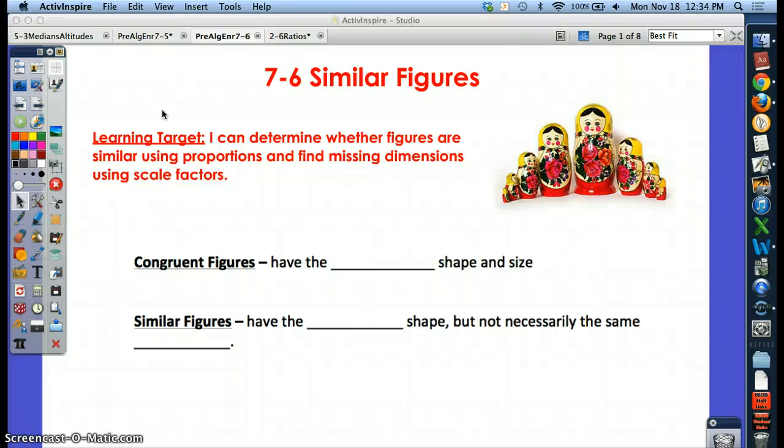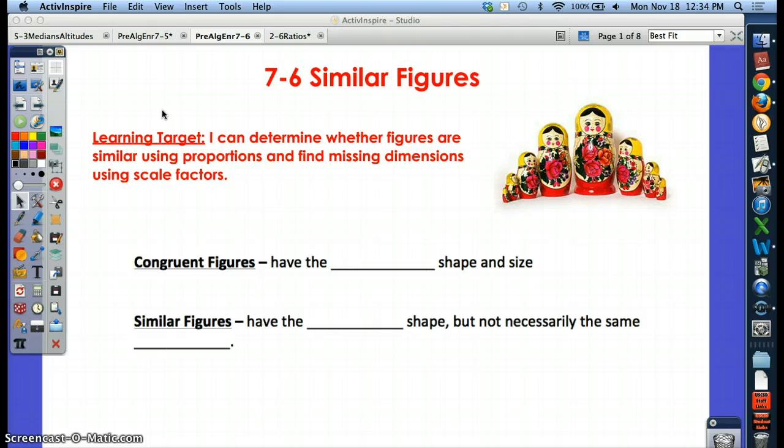We're focused today on similar figures, and by the end of this lesson, you'll be able to determine whether figures are similar using proportions, and also find missing dimensions using a scale factor. So copy down your target.